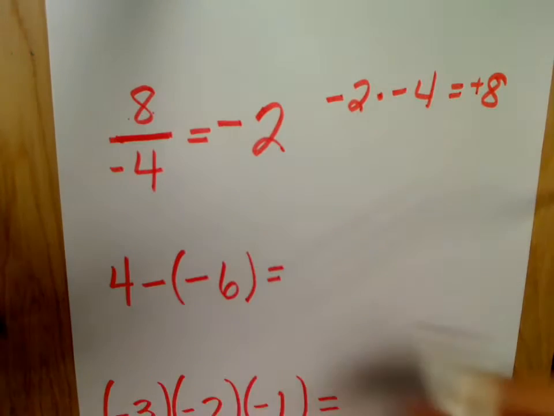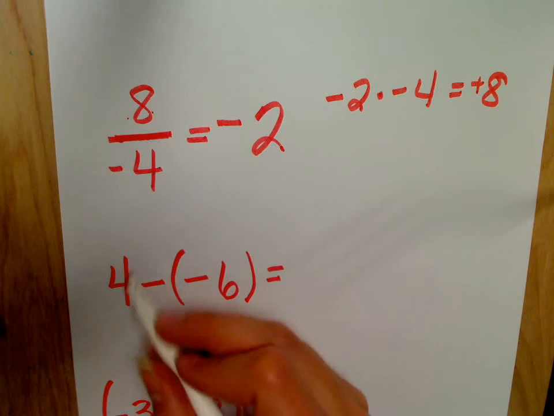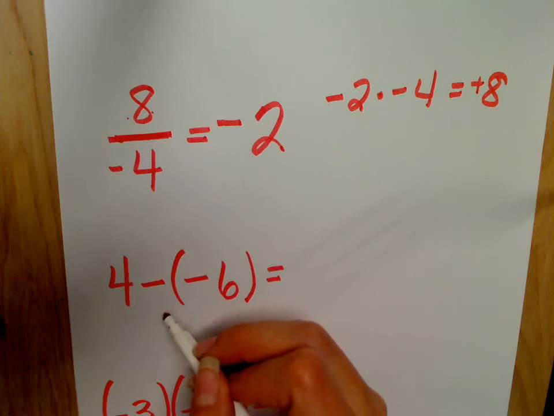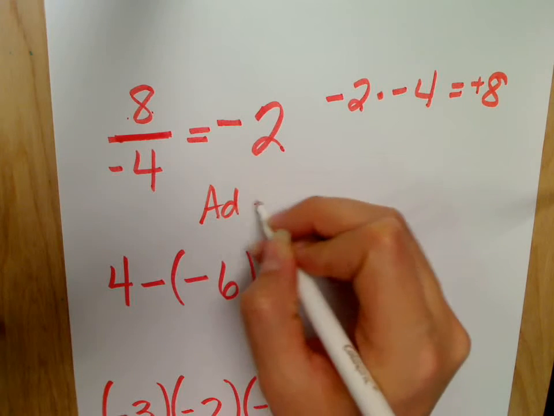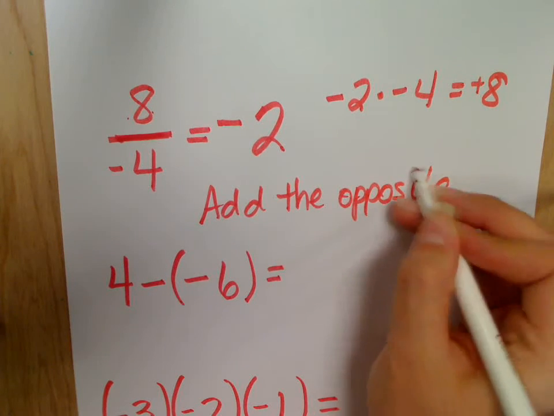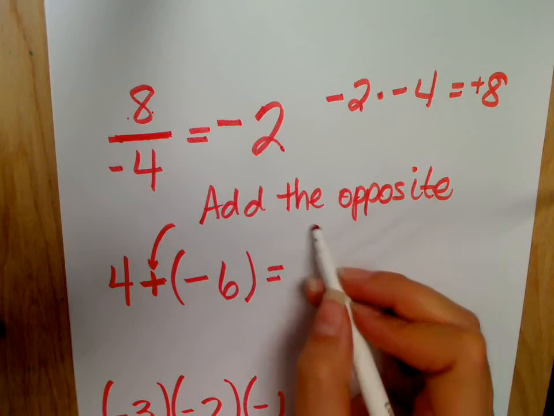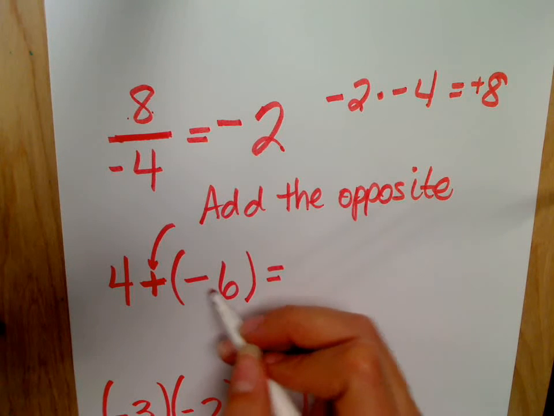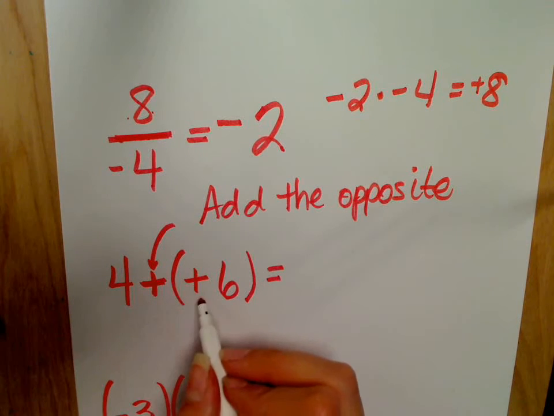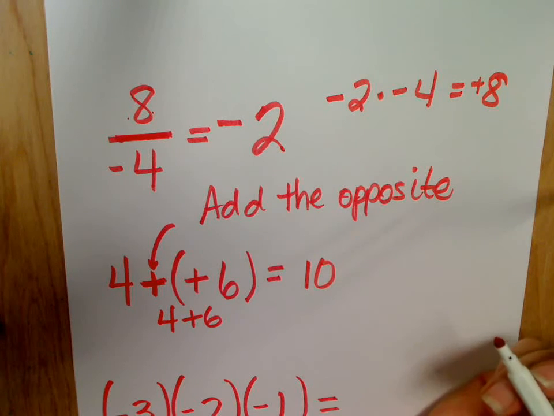Okay, now down below I've got 4 minus -6. The rule here is that if it's a subtraction problem, like this one says 4 minus or 4 take away, then I'm going to add the opposite. Don't forget that. So if I add the opposite, that means that first sign becomes addition, and then the opposite of -6 is a positive 6. So I've just turned this into 4 plus 6, which is 10.